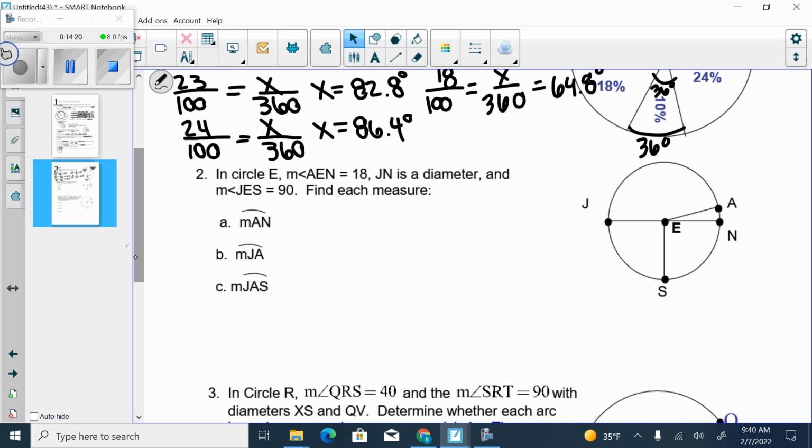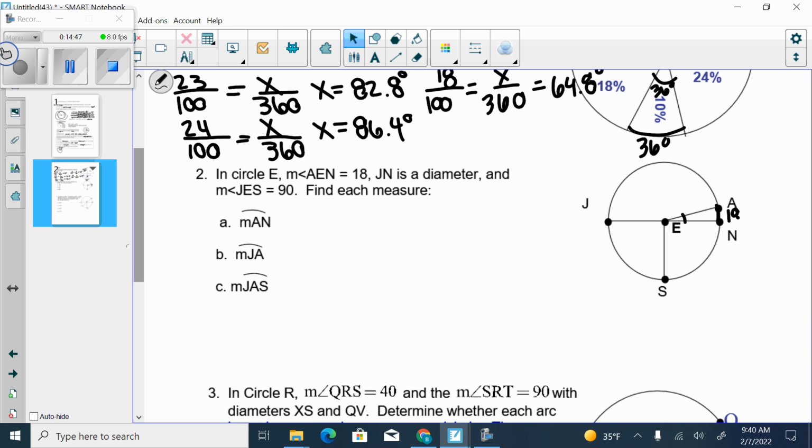Number 2 says that in circle E, the measure of angle AEN is 18, JN is the diameter, and angle JES is 90 degrees. Find the measure of each of these arcs. Okay, so angle AEN, that would be this angle right here. They said it was how many degrees? 18.